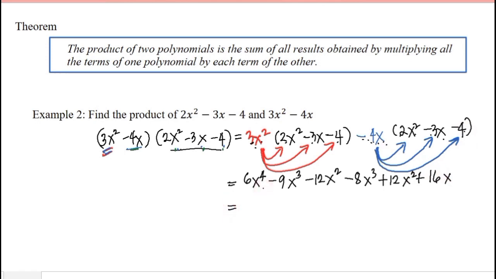The next thing that you are going to do is to combine like terms. For x to the fourth, it is the only one there, so just copy that 6x to the fourth. For x cubed, we have two: negative 9 and negative 8. So negative 9 plus negative 8 is negative 17, and that's x cubed. For x squared, we have here negative 12 and positive 12, so that's 0. And for x, of course, we just copy this x because it has no like term. That's 16x. And this is our answer.